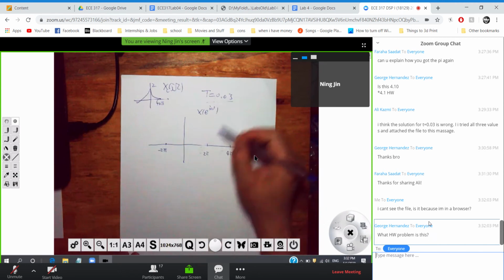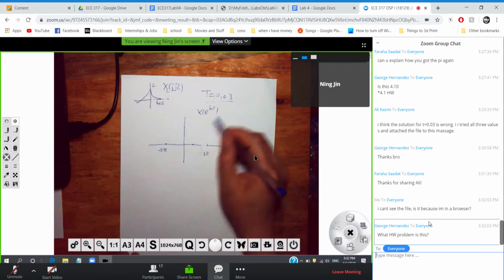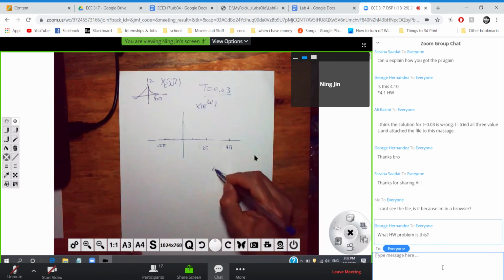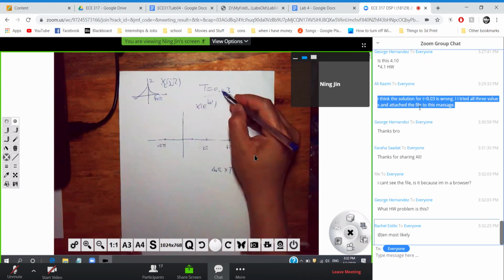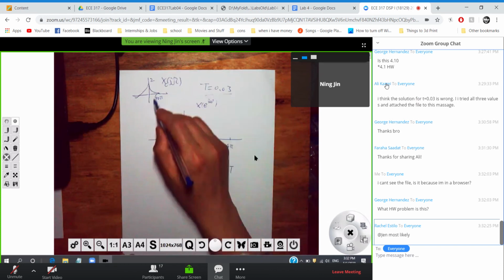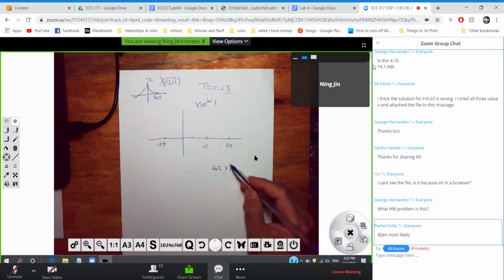So we will have a kind of triangular shape. This distance will be 40 pi times T. So what is that? 40 pi times that T, right? Here's 40 pi times this T. Okay, you should remember, if this value is different, here will be different. All right. Now 40 pi is 40 pi.